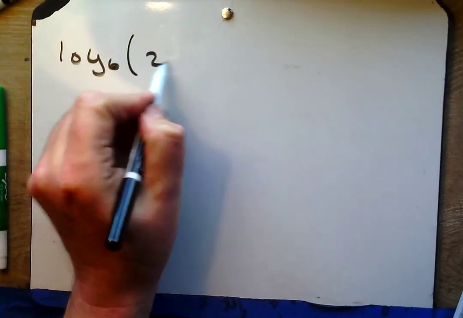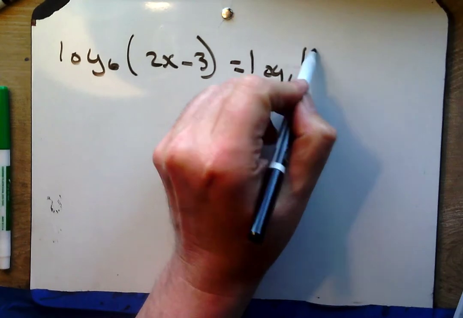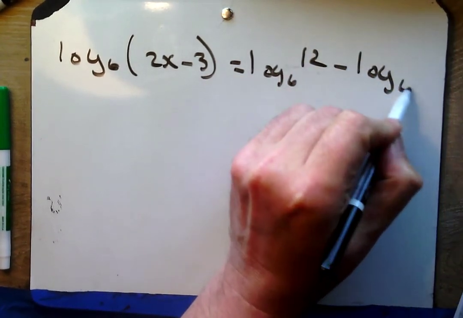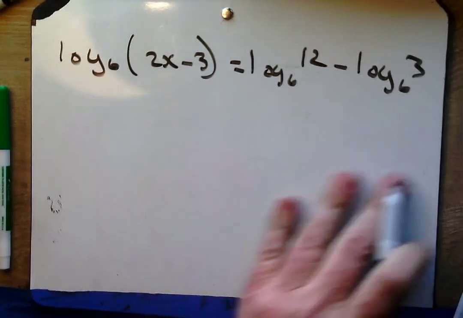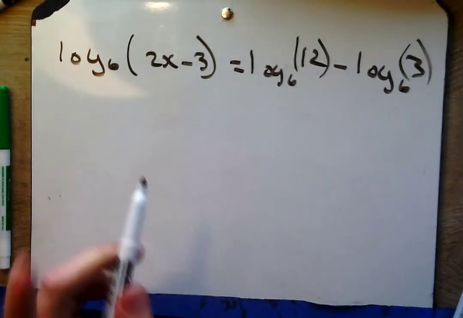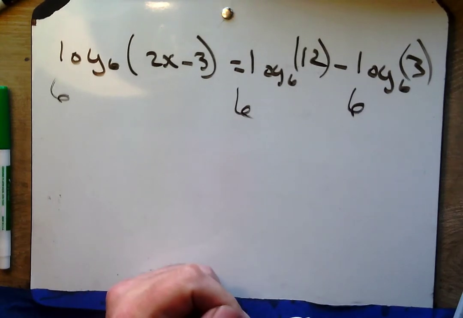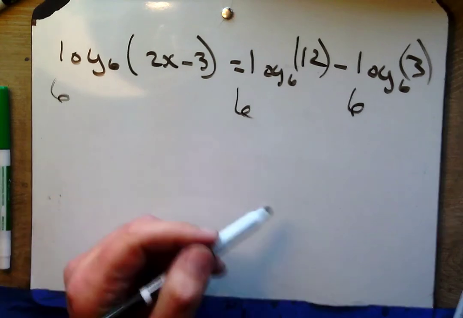Now, what about our solving? Well, I've got some fabulous problems for you. For example, log base 6 of 2x minus 3 equals log base 6 of 12 minus log base 6 of 3. And the first thing I want to say about this problem is that students often do this, and that's wrong. How do I know that's wrong? Well, I'll show you in a minute.